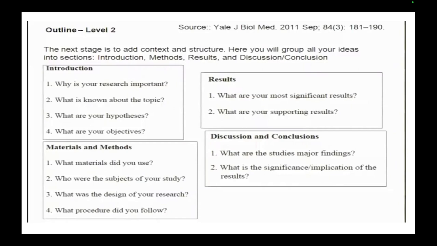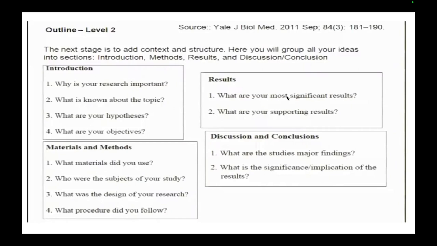But then you have subjects, who are involved in your study, and maybe you have used different animals or whatever else. You have to write that in detail. Then what is the design of the study? Every experiment you have to write in detail, and every procedure that you have followed.